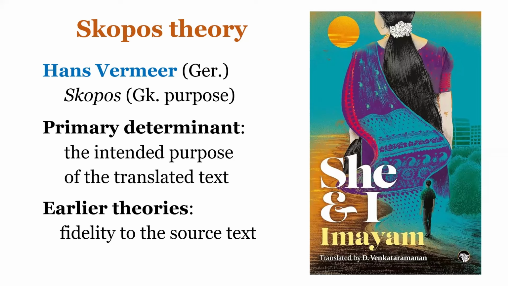So I think the translated text goes well with this theory, because the purpose is to convey the things in English to the target audience, one who wants to know about Tamil culture, or what is written in this work by the Tamil writer Imayam. So this is Skopos theory.